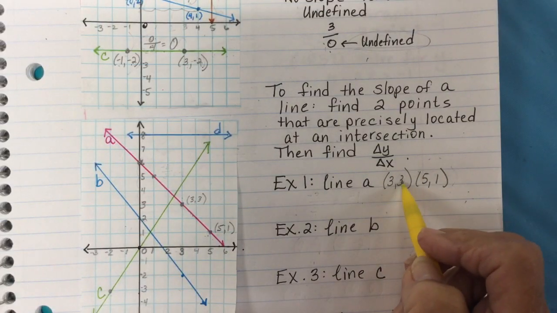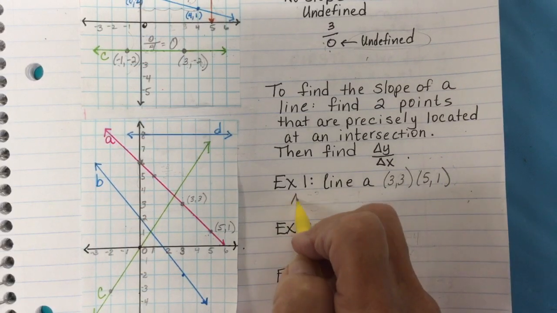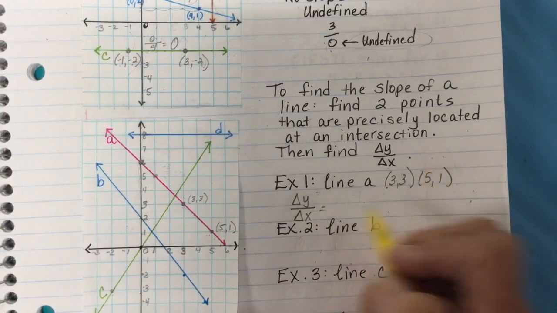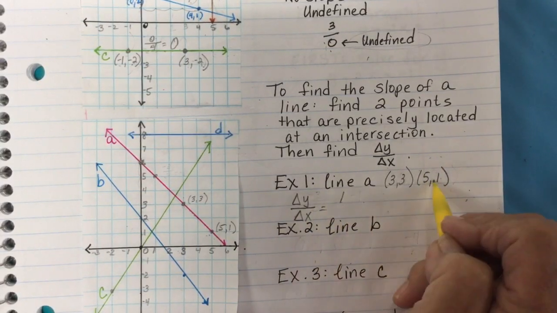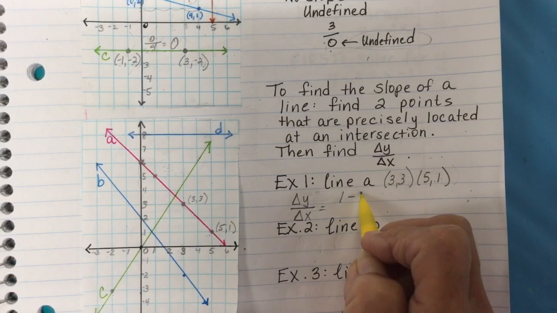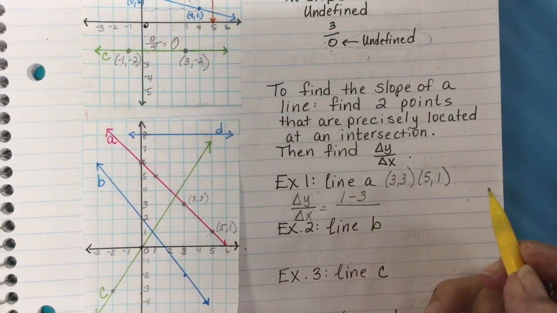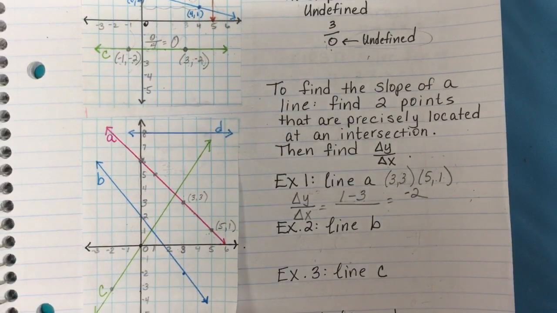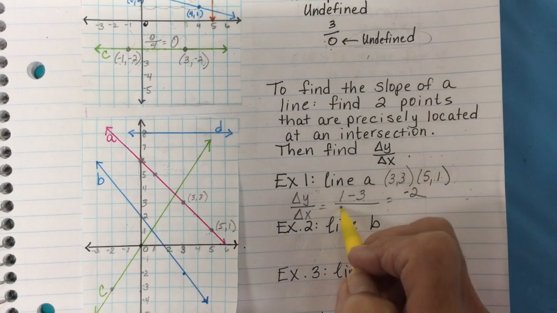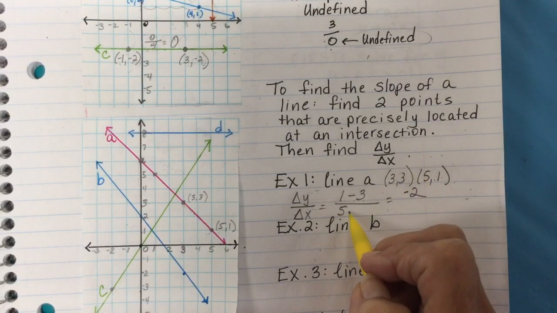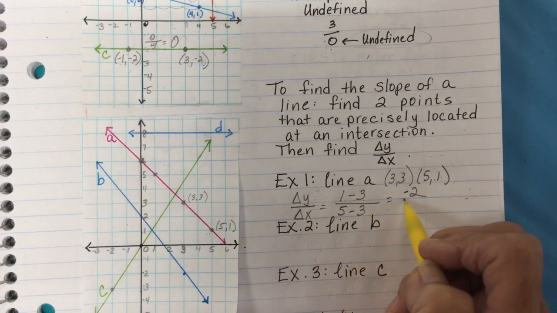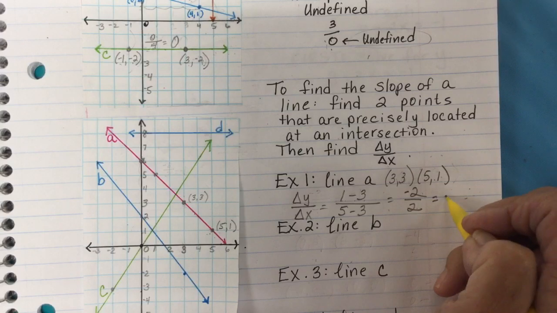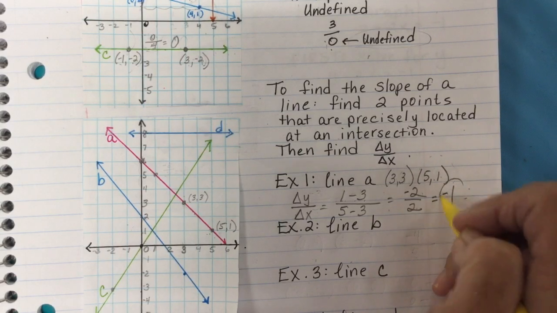Our change in y from 3 to 1, change in y, remember, looks like that. So we're going to take our second y, which is 1, and we're going to subtract our first y, which is 3. 1 minus 3 is negative 2. Now let's do our change in x. We are going to take our second x, which is 5, and we're going to subtract our first x, which is 3. 5 minus 3 is positive 2. So negative 2 divided by positive 2 simplifies to just negative 1.